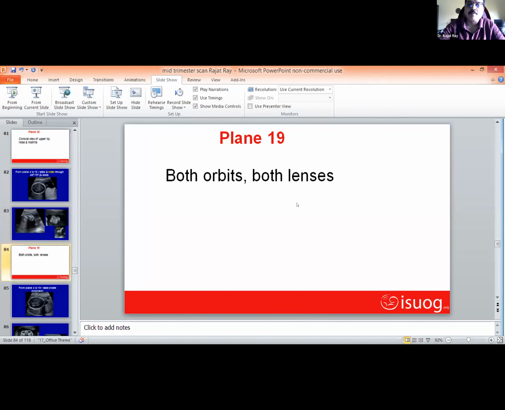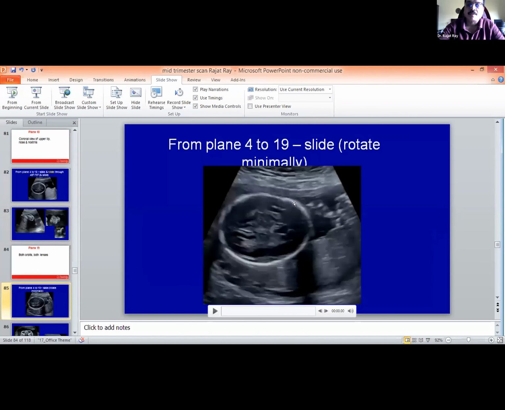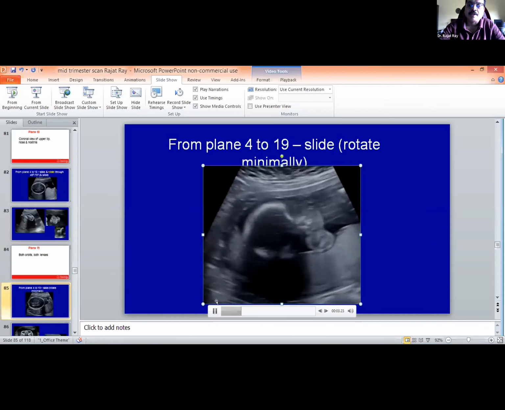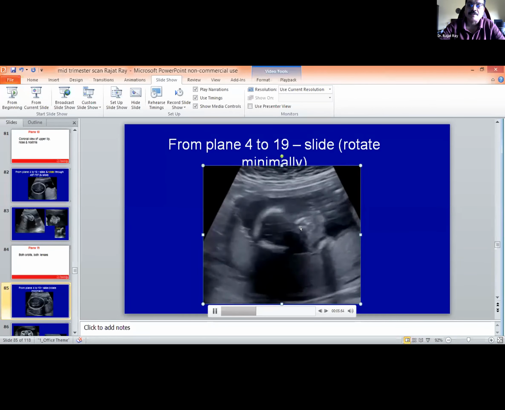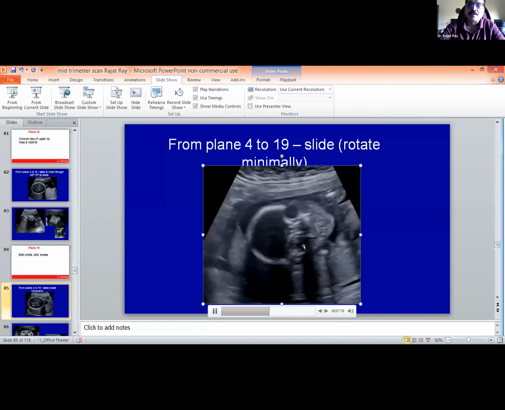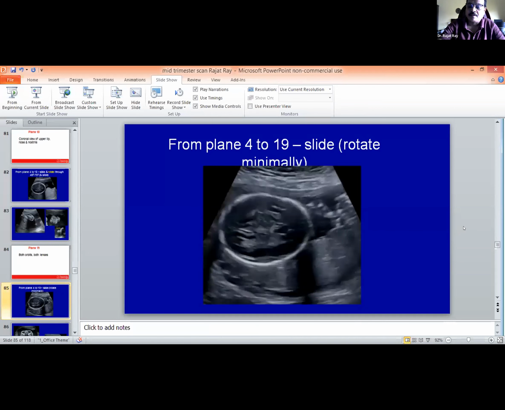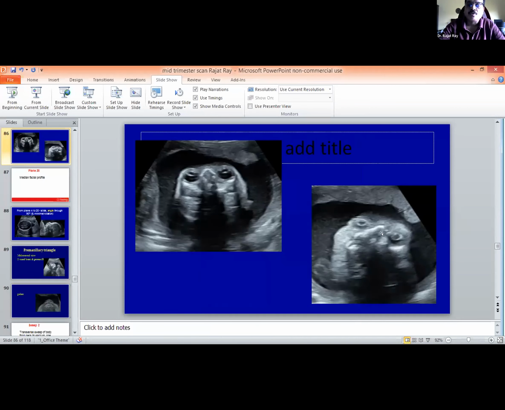And plane 19, both orbits and both lenses. Again from 4 to 19, slide and rotate minimally. You will get the orbits and lens. So you can see the coronal section, both the lenses should be transparent.